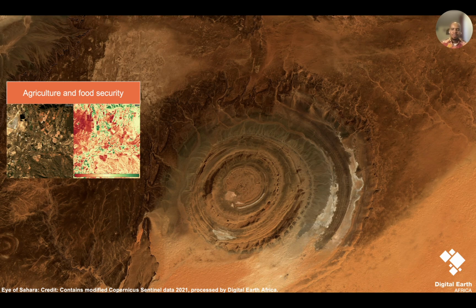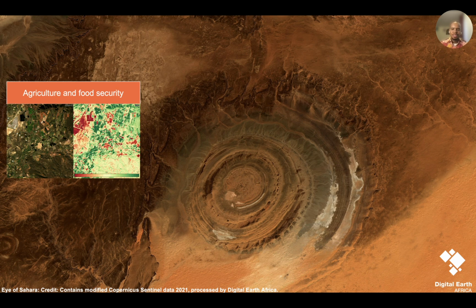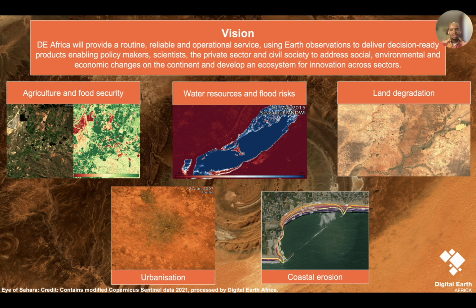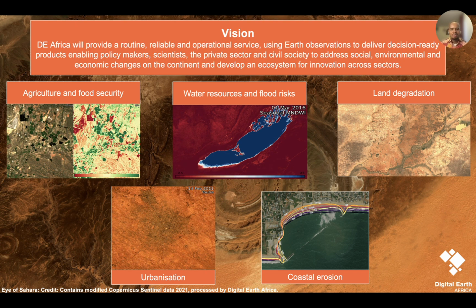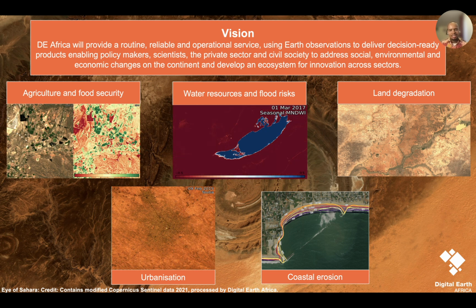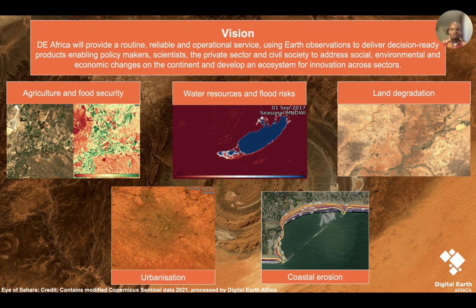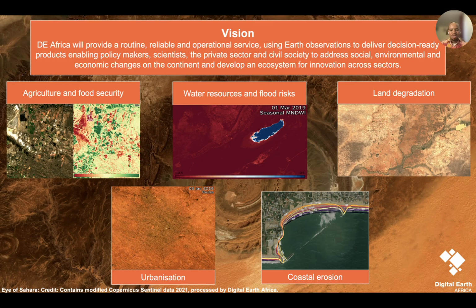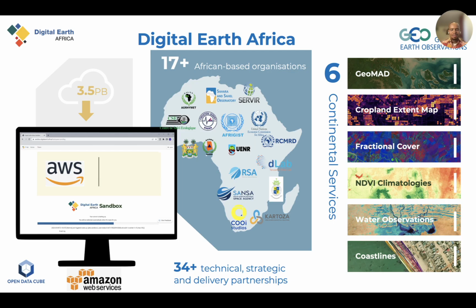Digital South Africa was established 4 years ago, and the objective has been that of providing an operational service, providing Earth observation to support policymakers, private sector, civil society, as well as researchers to make more informed decisions on natural resource management from agriculture, water, land degradation, urbanization, and coastal erosion.